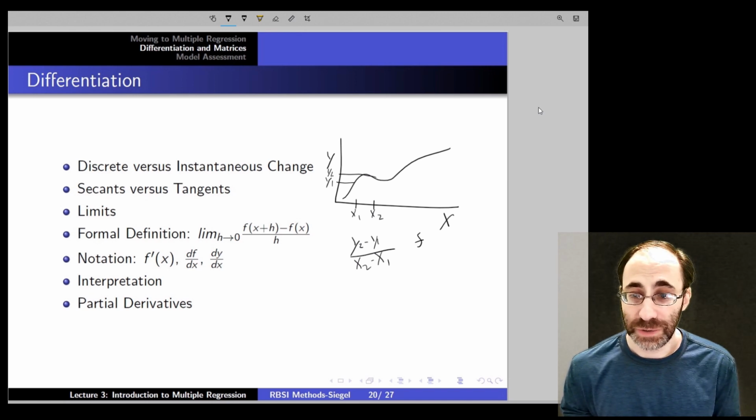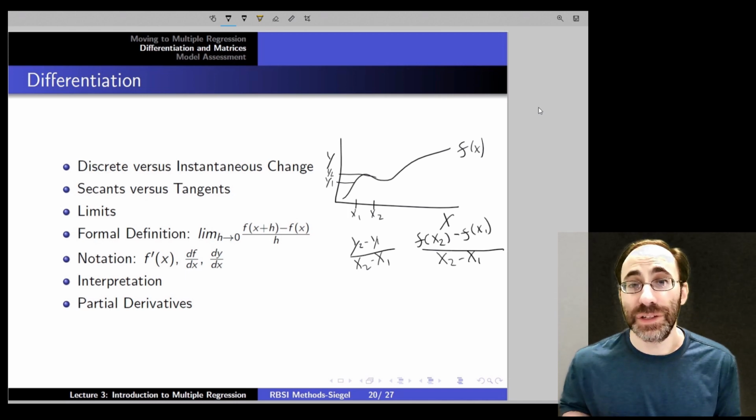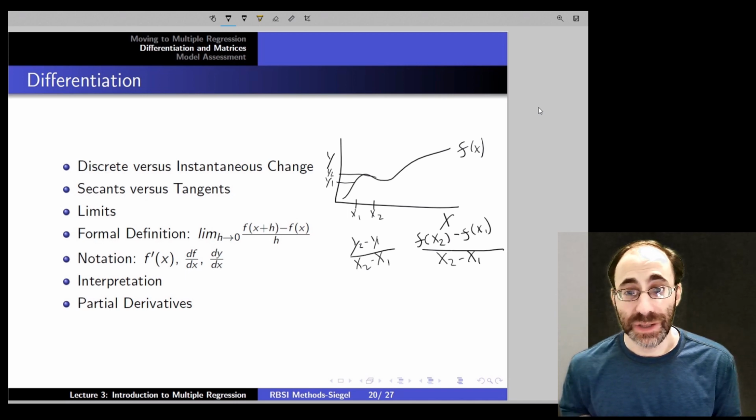I could have also written this, which could be useful later, as if this is a function f of x, then it's f of x2 minus f of x1, so it's the function represented by this plot, evaluated at x2 minus the function evaluated at x1, divided by x2 minus x1. Okay. These are measures of discrete change.